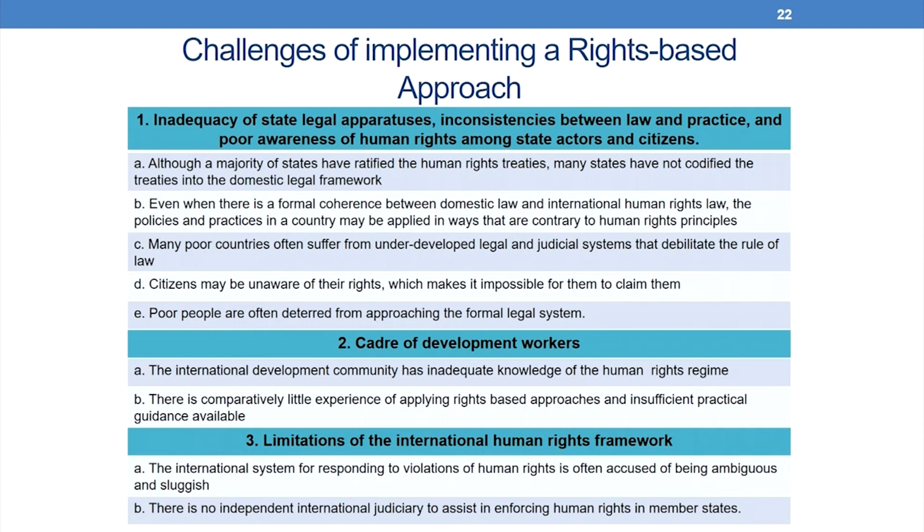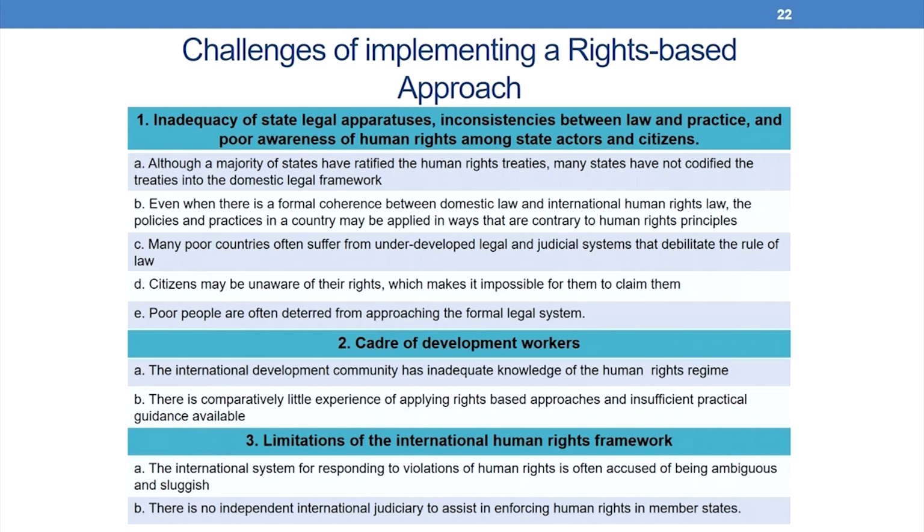For example, although the majority of states have ratified the human rights treaties, many states have not codified the treaties into domestic legal framework, which may contain laws that are contradictory to human rights. Secondly, even when there is a formal coherence between domestic law and international human rights, the policies and practices in a country may be applied in ways that are contrary to human rights principles. Further, many poor countries often suffer from underdeveloped legal and judicial systems that debilitate the rule of law.